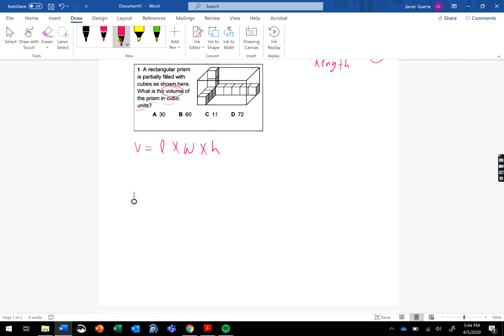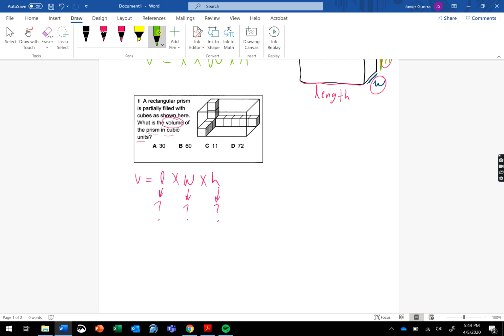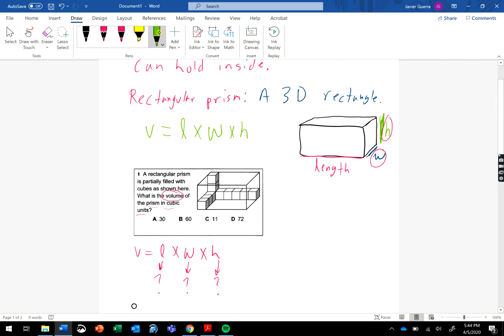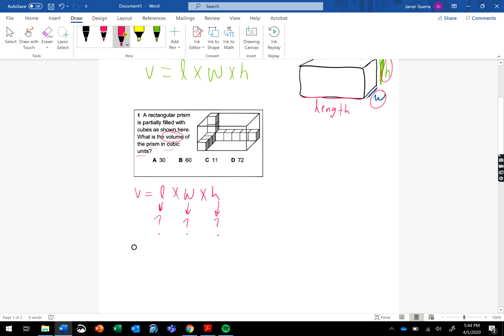So let's start with looking at our length, our width, and our height. So do I know my length? Do I know my width? And do I know my height? If I can find those, I can find my answer, right? So what color do we use? We used pink for length, so let's use pink for our length. I'm gonna count the cubes that I have, and that's gonna be the amount of length that we have, right? That'll be our cubic units. So here's 1 cubic unit here, 2, 3, 4, 5.